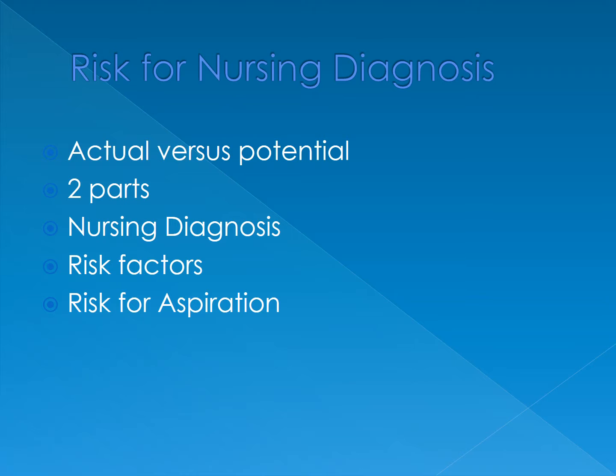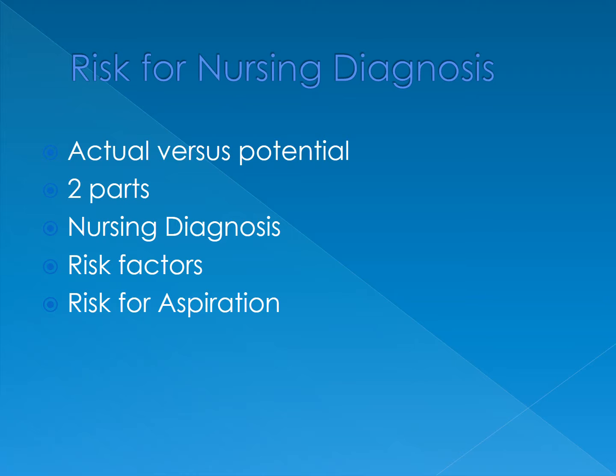But a lot of the things that we deal with, especially in peri-op, is some risk for or potential problems. We have the potential when our patient goes into surgery that they will not breathe as fully as they need to. And so we will write up a risk for impaired gas exchange, or a risk for ineffective airway clearance. So these are ones that we're going to look at.